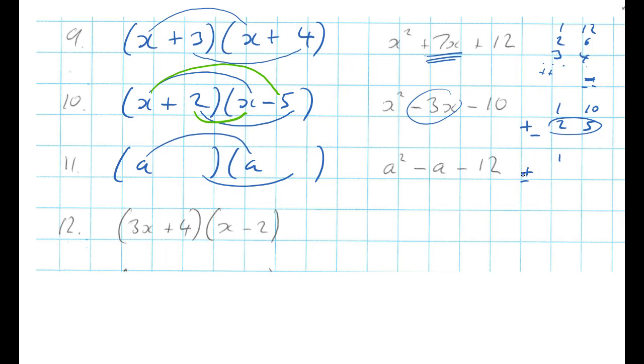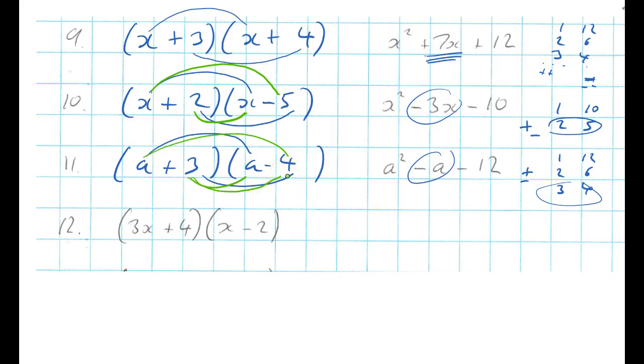And to get 12, it's going to be 1 and 12, 2 and 6, 3 and 4. That's the only possibilities. I've got to get negative a with 1 plus and 1 minus. Pretty obviously, it's 3 and 4. So 1's plus and 1's minus. 4 and 3, and I want negative a, so the bigger one wants to be negative, and 3. As always, just check. That's a squared minus 4a plus 3a's gives me minus a, and minus 3 times minus 4 does give me minus 12.